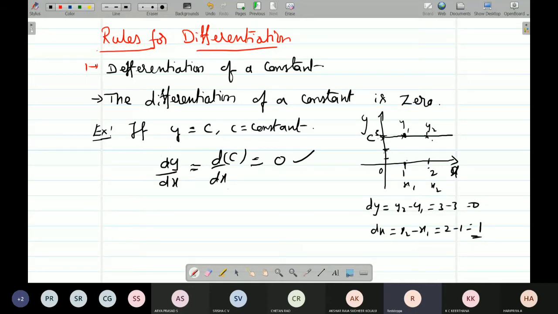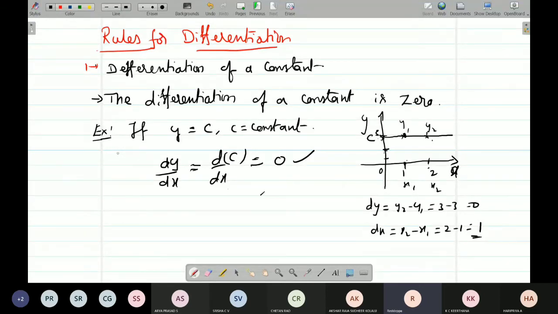That is why the differentiation of y with respect to x, where y is constant, is 0. The differentiation of a constant with respect to x is 0. That is the meaning of it. You can understand it in different ways: the mathematical way, the graphical way, or the geometrical way.